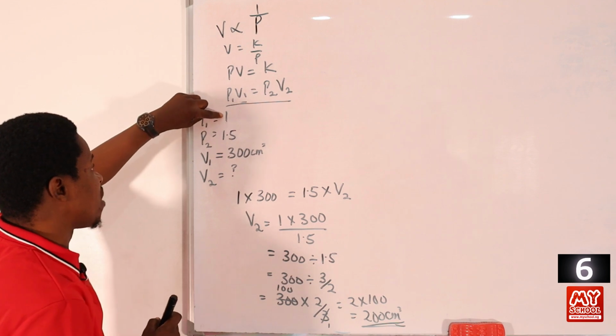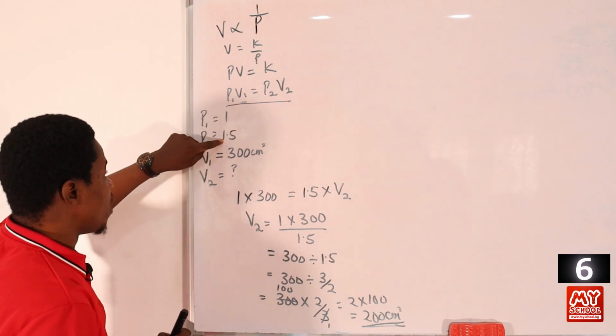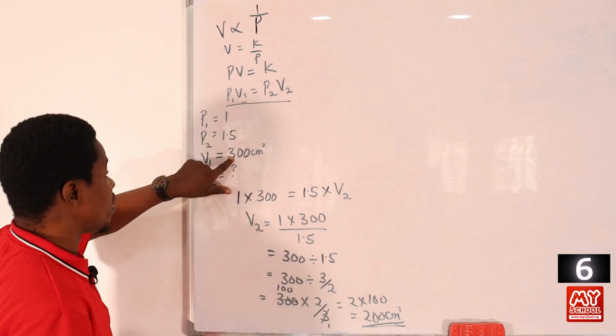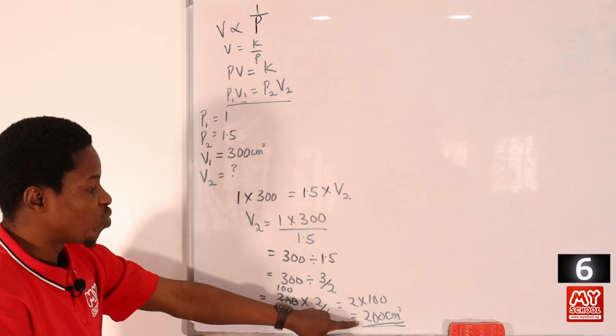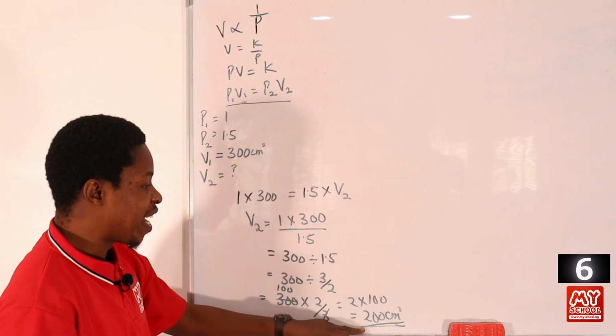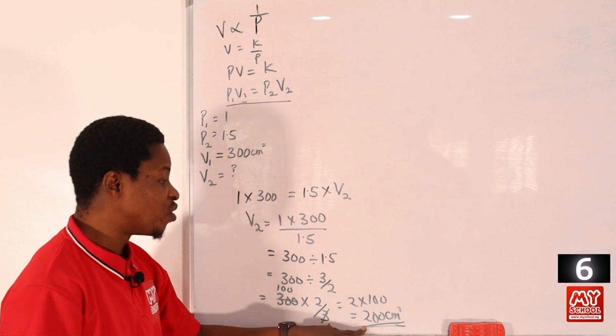As pressure increases from 1 to 1.5, volume should decrease because they are inversely proportional. So volume is 300, so the value should be lesser, which is what? To 200. So we have 300 for initial volume. The final that we have to find, V2, is 200 cm cube.